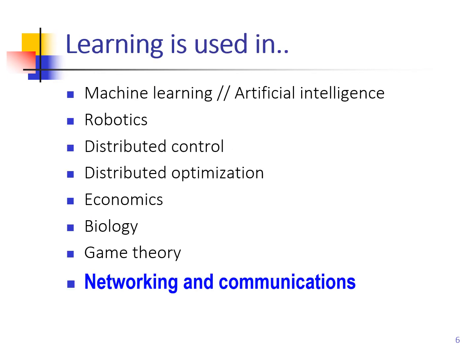Okay? So as we said before, learning is used in a variety of disciplines. Machine learning, obviously, but also robotics, distributed control, distributed optimization, economics, biology, game theory, and obviously networking and communication. I mean, there is a lot of work now in this branch of learning in wireless communication.